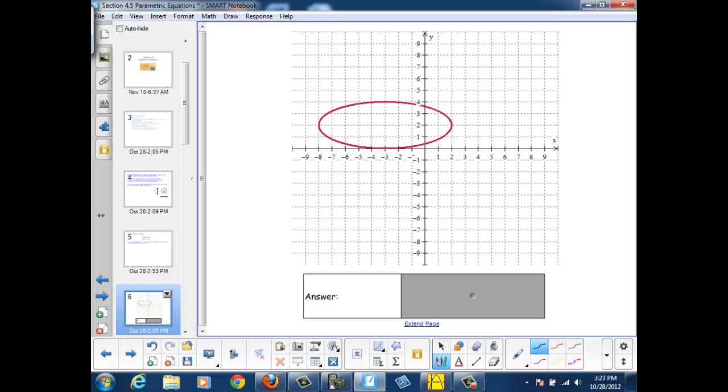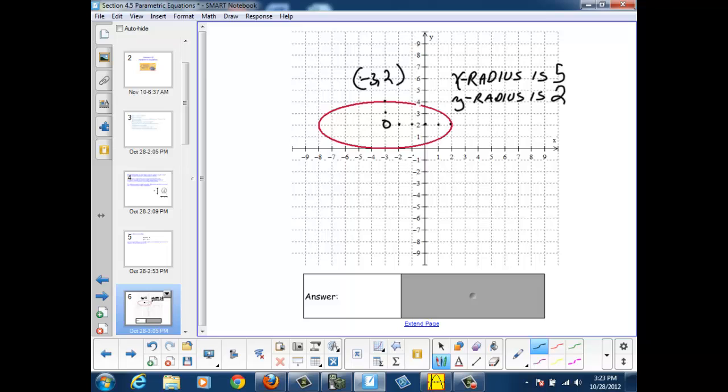So first let's determine the center. Here's my center. The coordinates for that point are -3, 2. To determine the x radius, I'm simply going to count tick marks. 1, 2, 3, 4, 5 units away from the center. So my x radius is 5. Similarly, my y radius is 2.